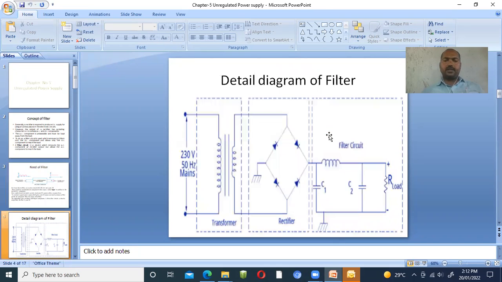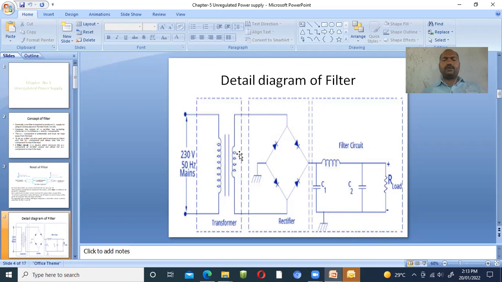Now the detailed diagram of the filter. A 230 volt, 50 hertz AC voltage is applied to the transformer. We know that a transformer is the device which converts AC voltage into AC voltage, either low to high or high to low. Here it is high to low, which is why it is called a step-down transformer.